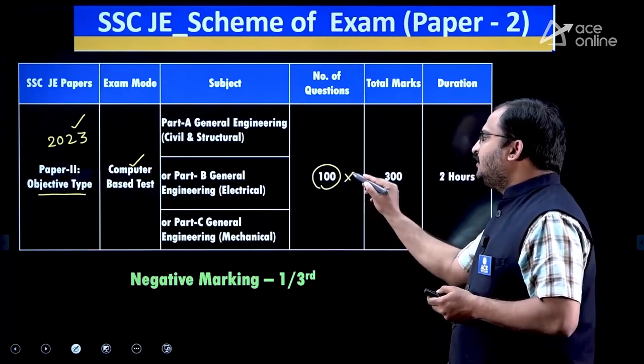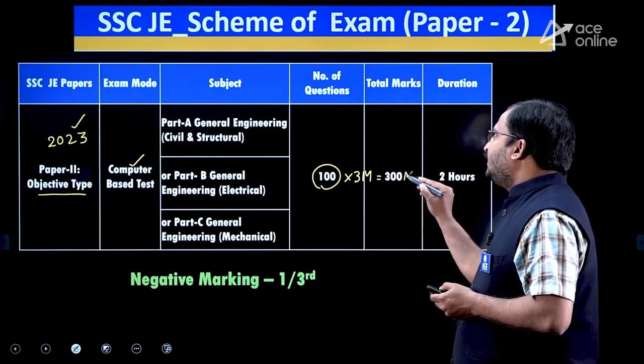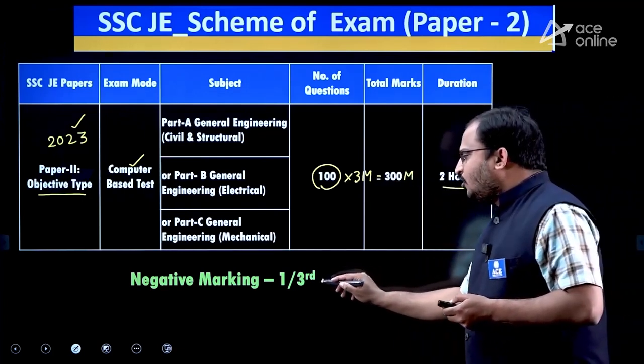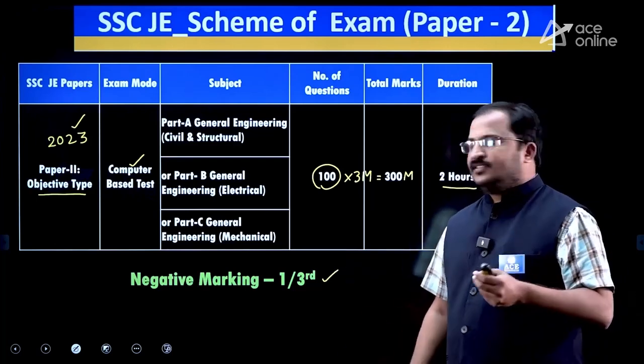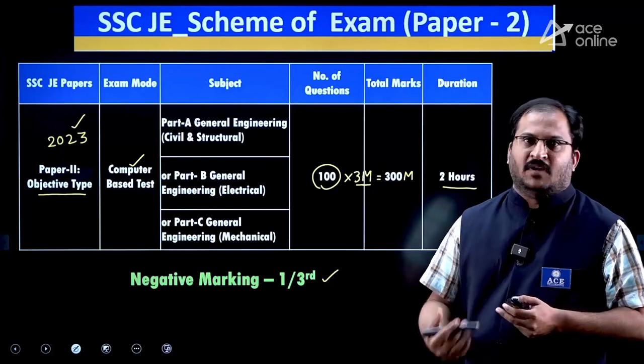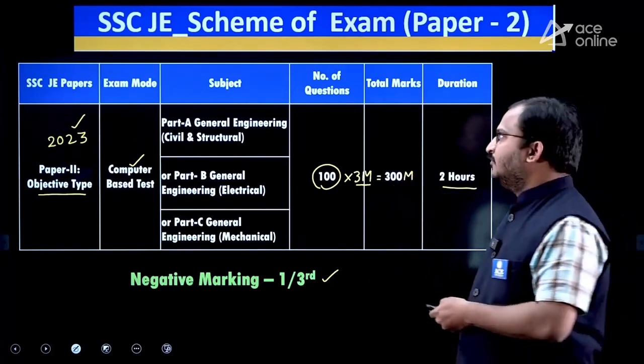Each question carries 3 marks. A total of 300 marks will be there in this particular paper, with 2 hours duration. And negative marking of 1/3 will be there. That means as these are 3 mark questions, 1 mark will be a negative mark. So, try to remember the pattern of this particular examination.